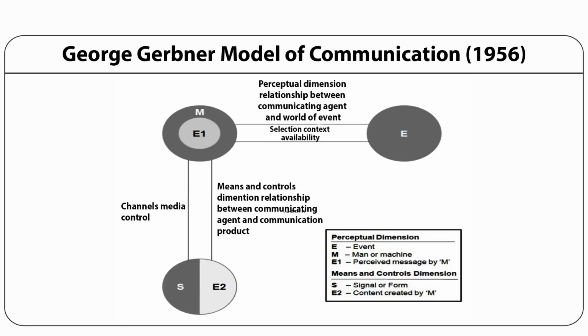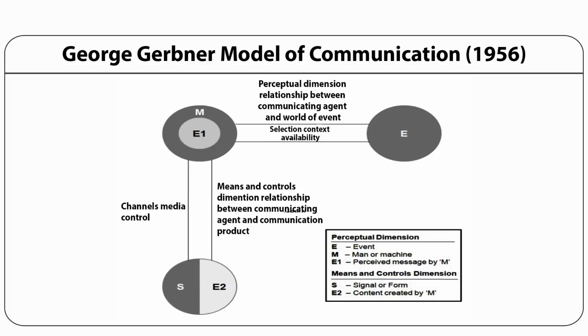E1 is not the same as E, because any man or machine cannot perceive the whole event, and they perceive only part of the event, that is E1. This is known as the perceptual dimension.